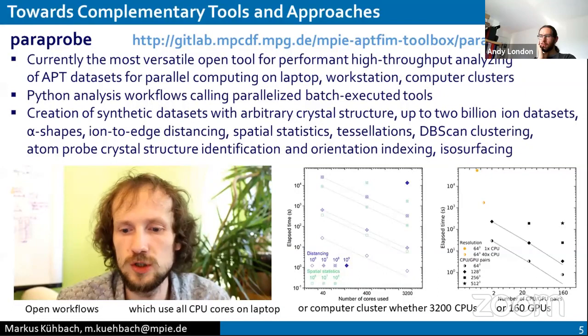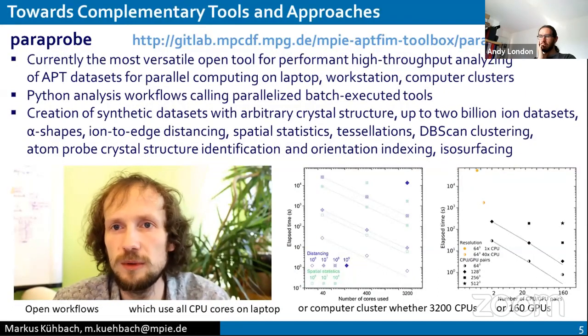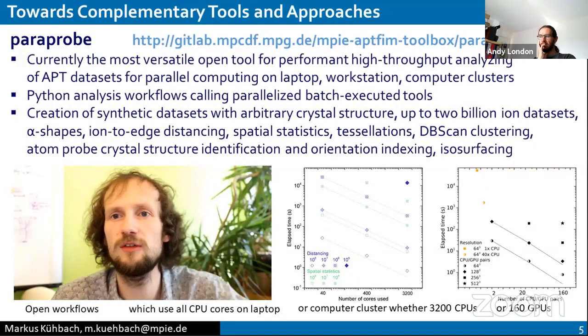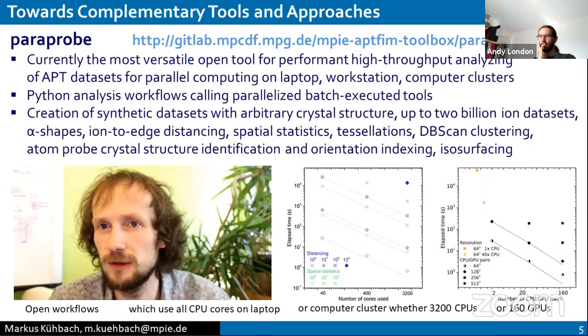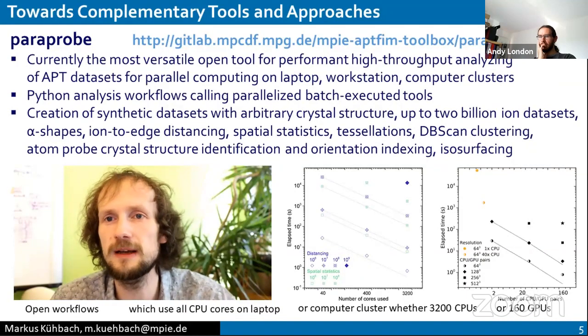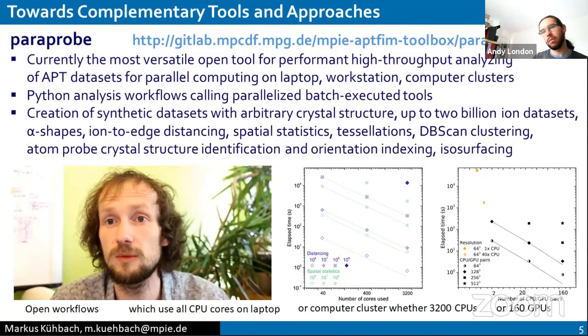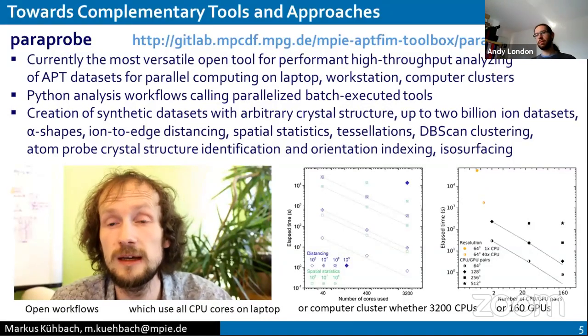So open workflows which use all CPU cores, whether you use a laptop or a supercomputer. If you have 1,000 CPUs, you want to use the 1,000 CPUs. If you have 100 GPUs, you want to use the 100 GPUs for your task. Many people can do that in many scientific communities, and that should also be possible in AtomProbe tomography. And that's why I invested time into this.